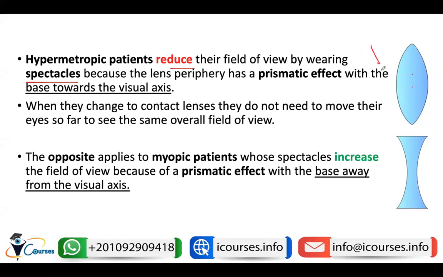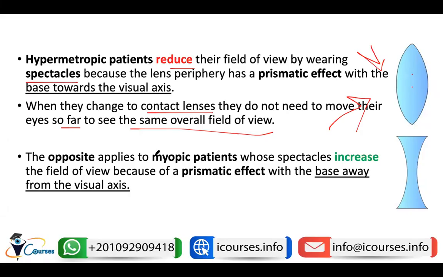So the light rays will be directed toward the center, as we know that the light rays are shifted toward the base. But when they change to the contact lens, they don't need to move their eyes so far to see the small overall field of view. So it is better to give these patients the contact lens in order to improve this visual field limitation.